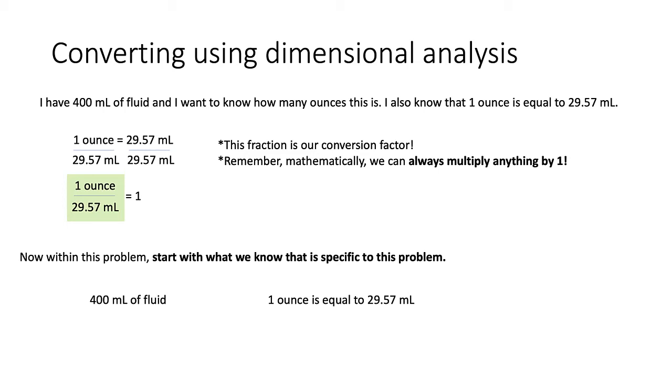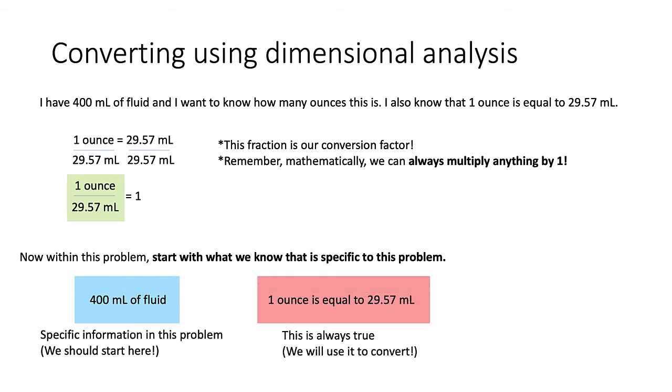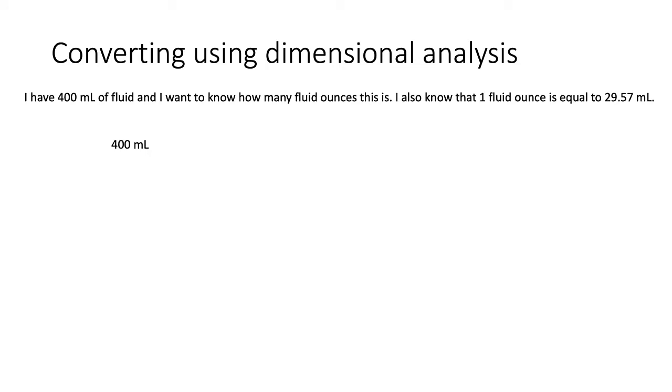All right, hopefully you were able to come up with an answer, and that answer is the 400 milliliters of fluid, right? That is the specific amount of fluid we want to convert in this problem. The fact that 1 ounce is equal to 29.57 milliliters, again, this is always true, and we're going to use this information to convert, but we do want to start the problem with what we know specifically to the problem itself. And so let's write that down first, right?